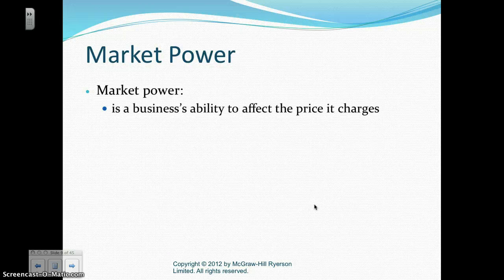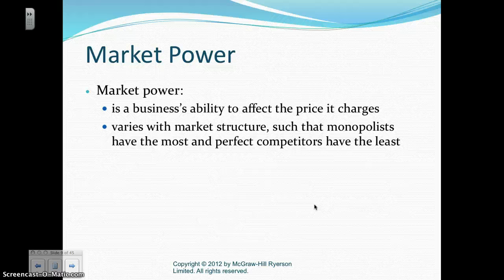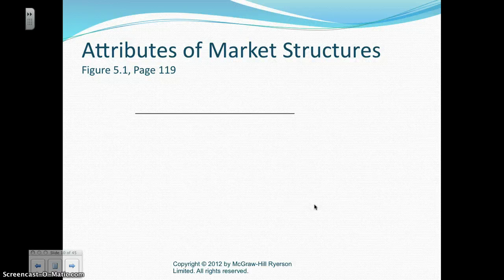Market power. A business's ability to affect the price it charges. It varies with market structure. Monopolists, rather, have the most, and perfect competitors have the least ability to affect the price they charge. We're going to look at what this means in a minute here.